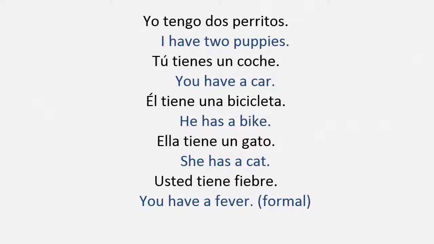Let's look at some examples. You can repeat after me if you want for some extra practice. Yo tengo dos perritos. Tú tienes un coche. Él tiene una bicicleta. Ella tiene un gato. Usted tiene fiebre.